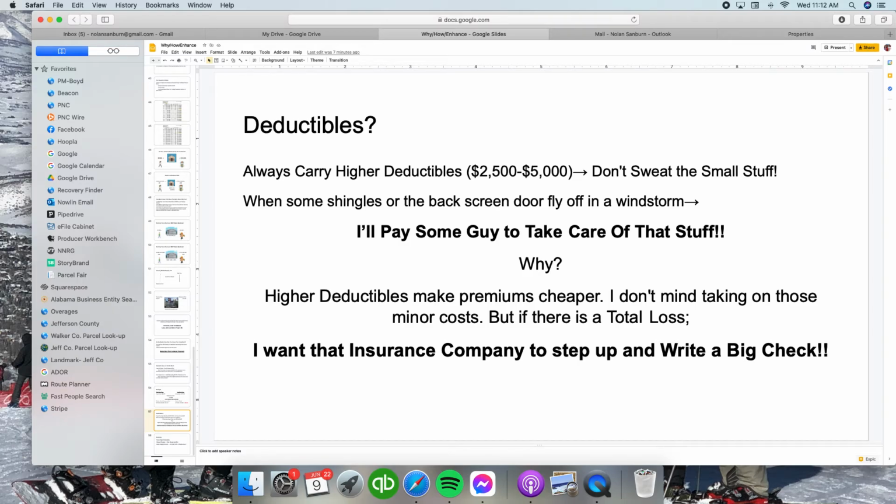Always have some money for the little things like that. You don't want to deal with the insurance company over tiny things and then have your premium go up the next year. Like I said, these higher deductibles make premiums so much cheaper. So I don't mind taking those minor costs, because when there is a total loss, when a tornado comes through, which has happened, I want that insurance company to step up and write a big check.